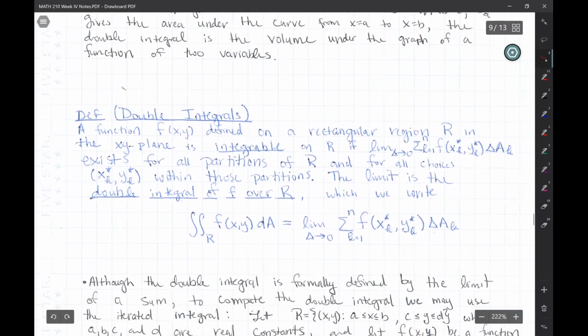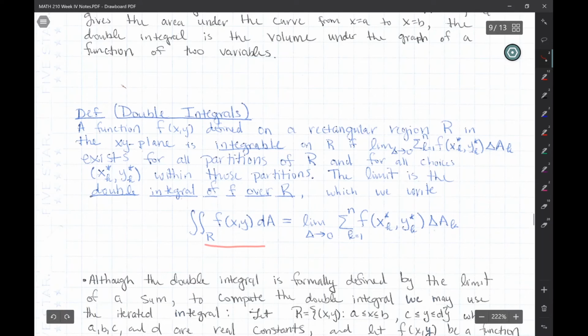So then we'll formally define the double integral as the limit as delta goes to 0. So as these rectangles in our partition get smaller and smaller and smaller down to the limit of 0. And this here, this is the height of a rectangular prism. This is the area of a rectangular prism. So both of these should give you the volume of a rectangular prism. And we're summing all of the volumes of the rectangular prisms. And so the double integral is formally defined as the limit as delta goes to 0 of this process.